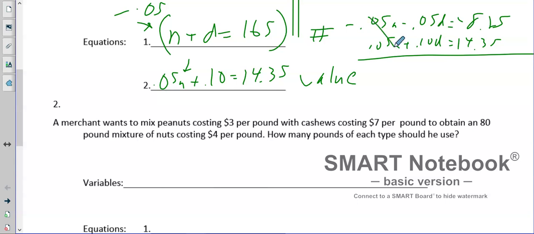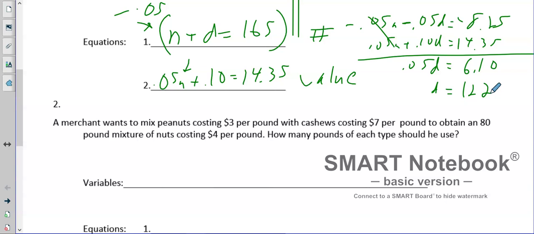And 10 cents minus 5 cents, because remember this was minus, is going to be 5 cents. Equal to, when I subtract $14.35 minus $8.25, I end up with $6.10. And then when I divide that by 0.05, I get 122. So there were 122 dimes.